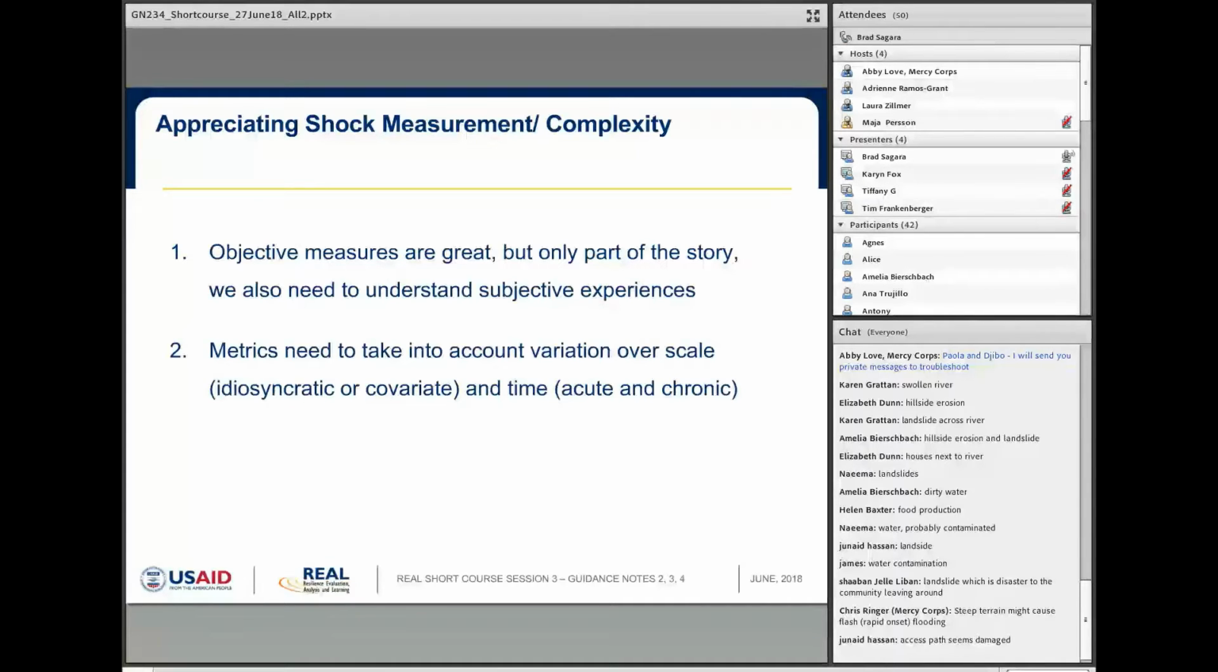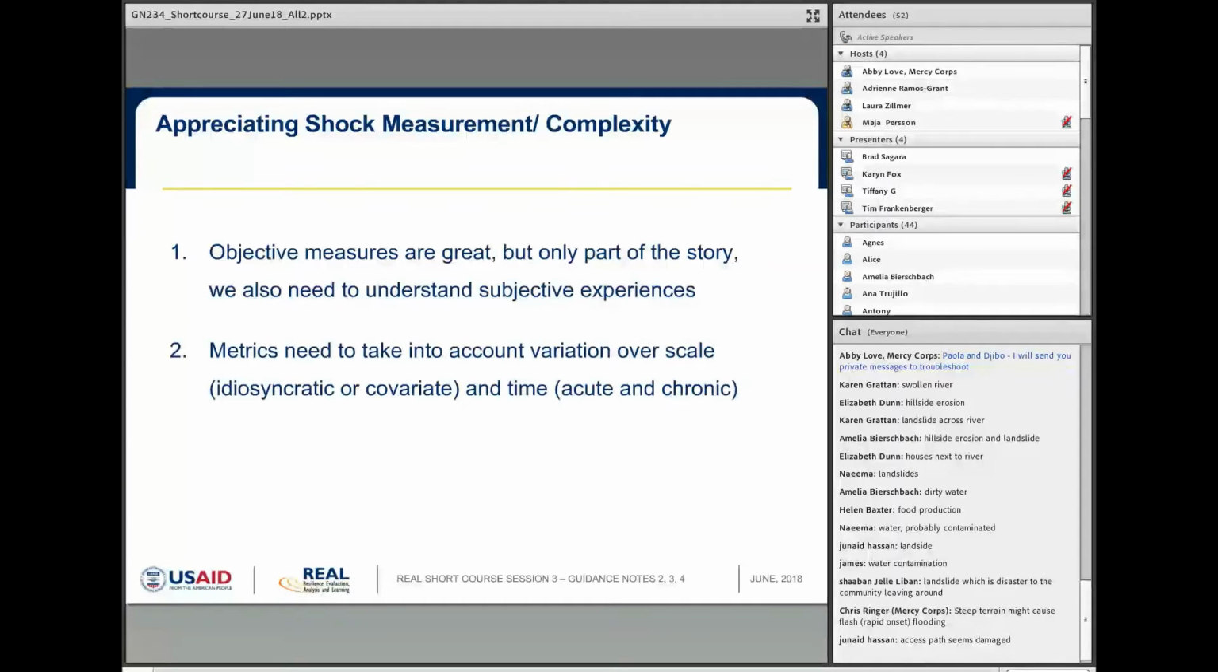And what I mean by that is whether or not it's idiosyncratic or covariate. For those of you who've read the guidance notes, you'll know idiosyncratic means that it's generally affecting a single household or a small group of households. So these are things like death of a family member or illness. Or it could be covariate, and these are the larger shocks that affect a large number of people. So this could be flooding, droughts, conflict, etc.